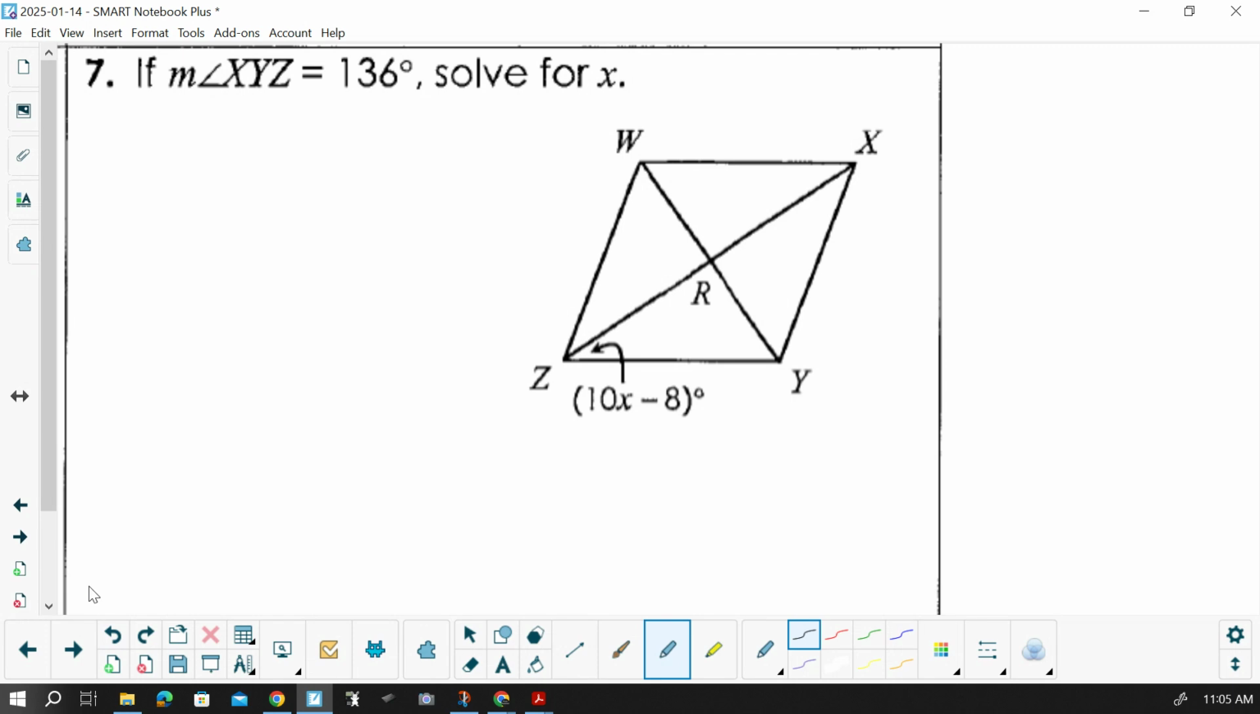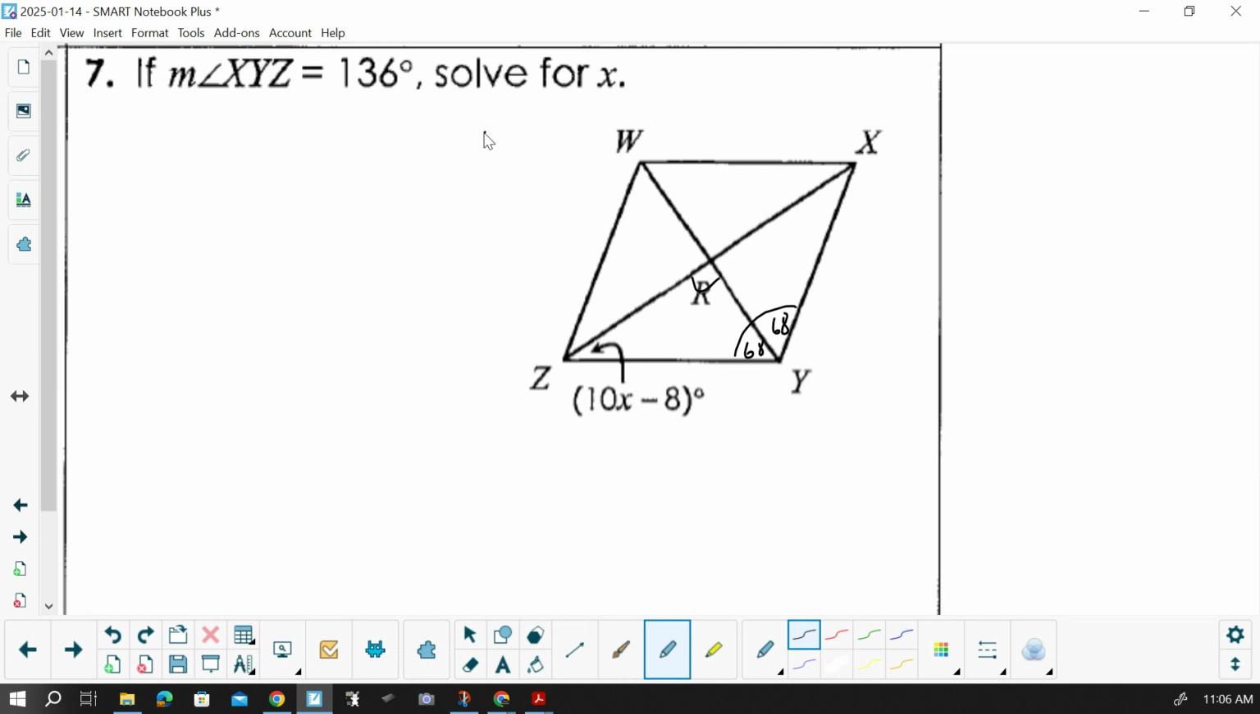Number 7. We don't have anything to set this equal to, but we do have XYZ is 136. Where's that? XYZ. This whole big angle is 136. So if I split that in half, 136 divided by 2, I get each of these angles, 68 and 68. I know this is 90, so I know that these three together add up to 180.